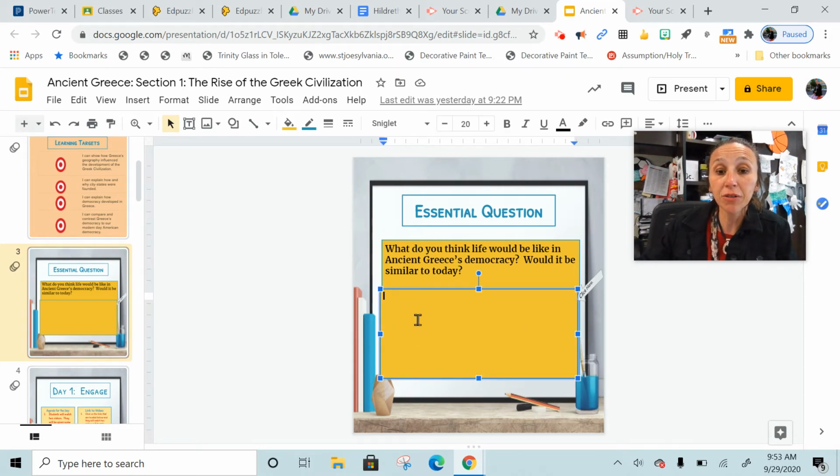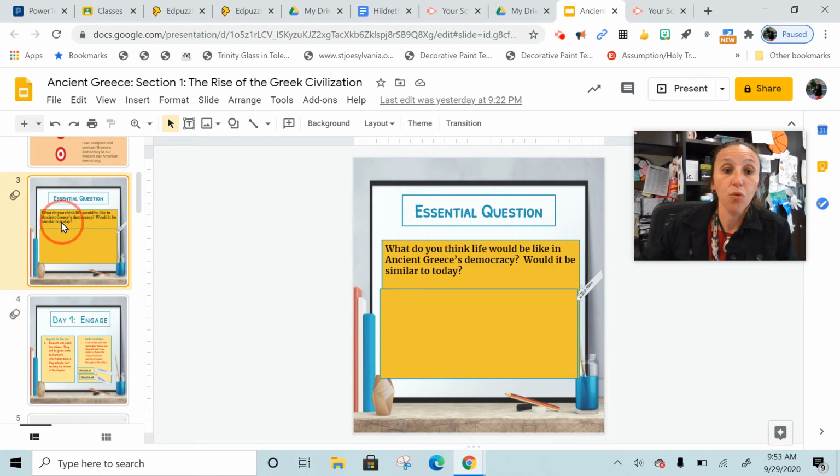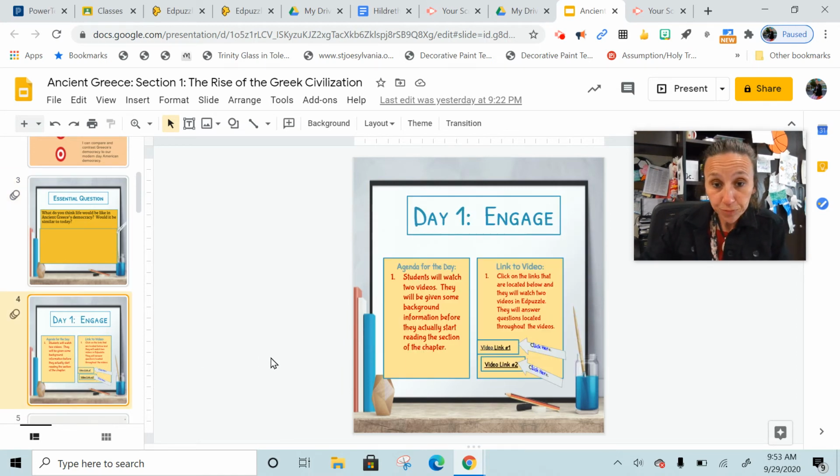So you're going to click down in the box, the cursor pops up, and you're going to write 1 to 2 sentences explaining what you think about democracy in ancient Greece and how it would be similar or maybe different from today. Okay. Then once you've finished your question, you're going to move on. We'll have a short discussion in class, but you're going to move on to day 1.